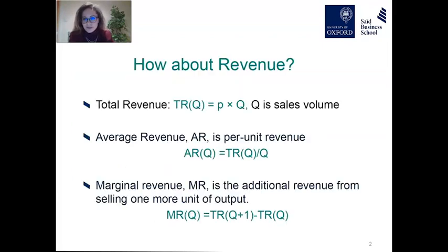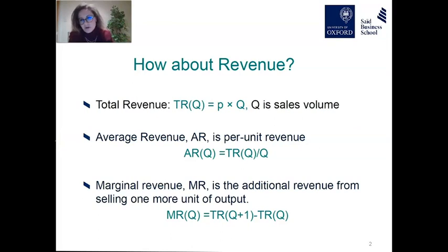All right, let's begin. So for revenues, we have three main concepts: total revenues, average revenues, and marginal revenues. Total revenues, well, this is a concept that you all know, but for the sake of clarity, let me just define it. It's basically the price that the firm is charging times quantity, where the quantity is sales volume. That's the total revenue.